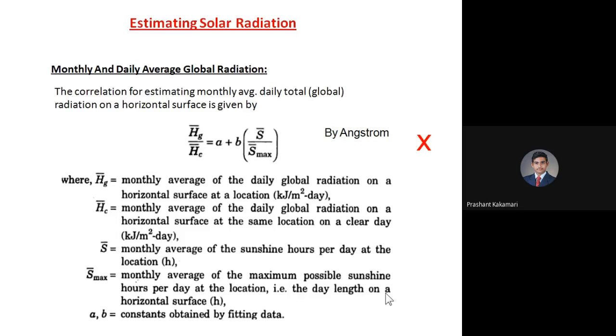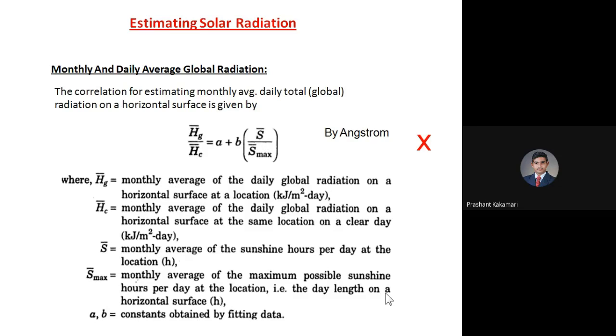What is the monthly average of those 2 days' global radiation on a horizontal surface at the same location on clear days? To showcase clear days, he has written Hc, and the unit may be kilowatt per meter square day, or kilojoules per meter square day, depending on the given data.